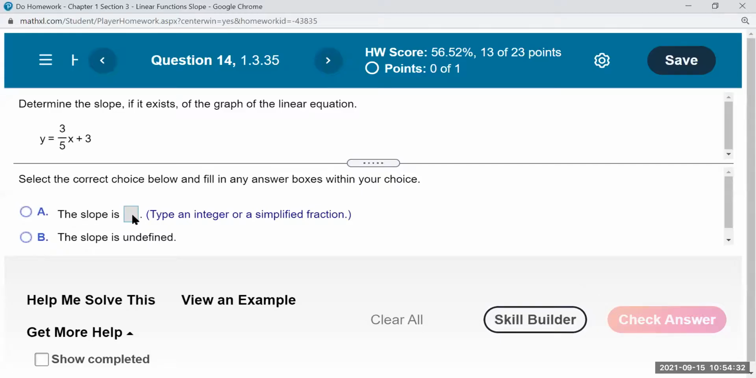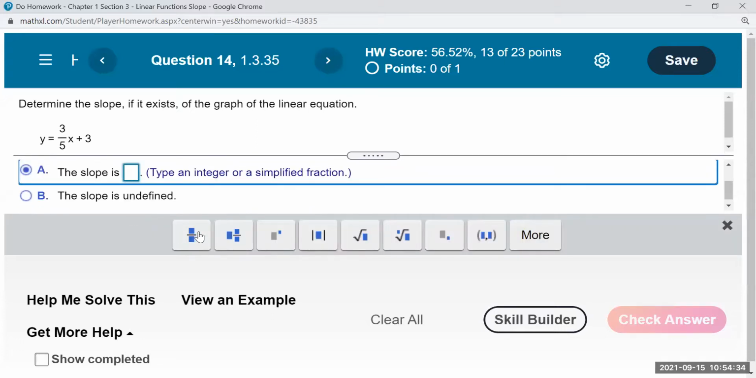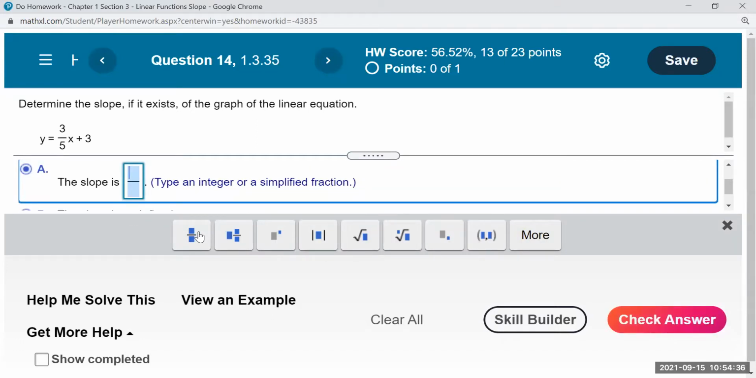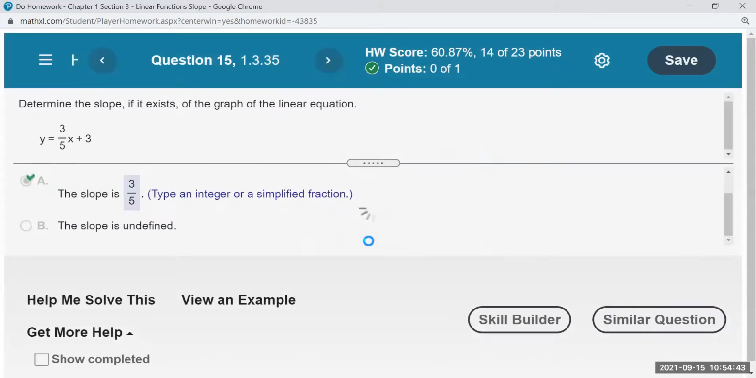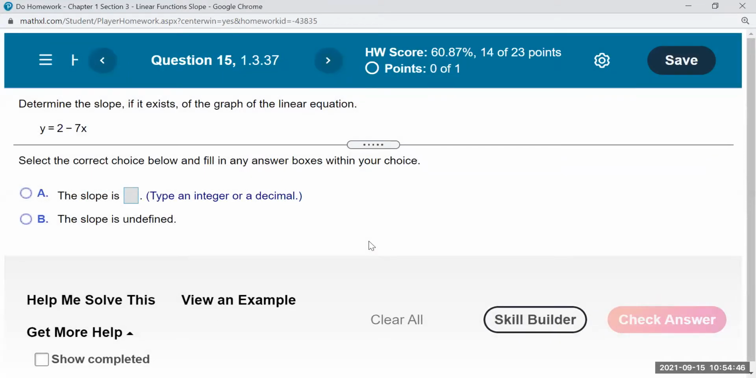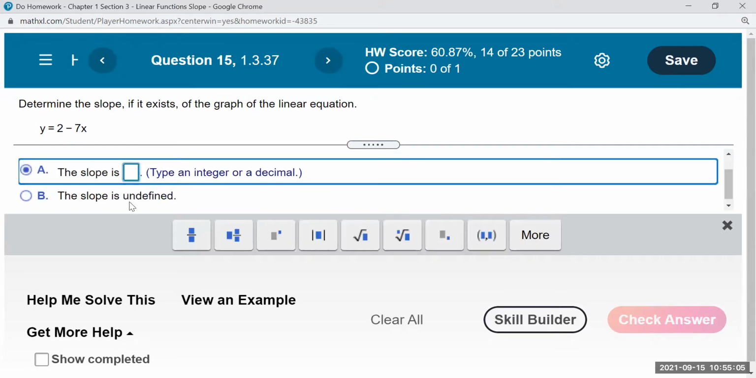So what's the slope of this one? Yeah, it's whatever's in front of the x, 3 over 5. What's this one? Negative, it's whatever's in front of the x. What's in front of the x? -7.